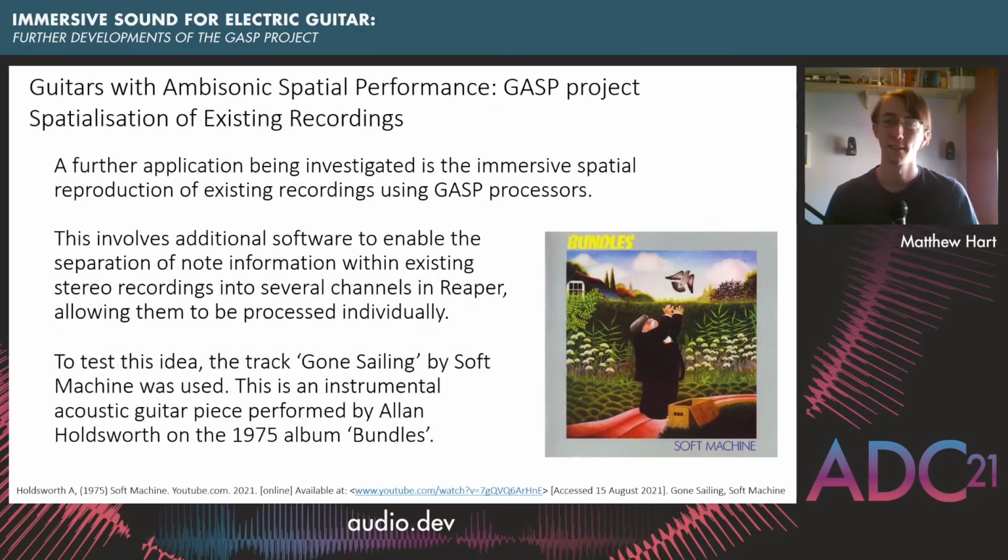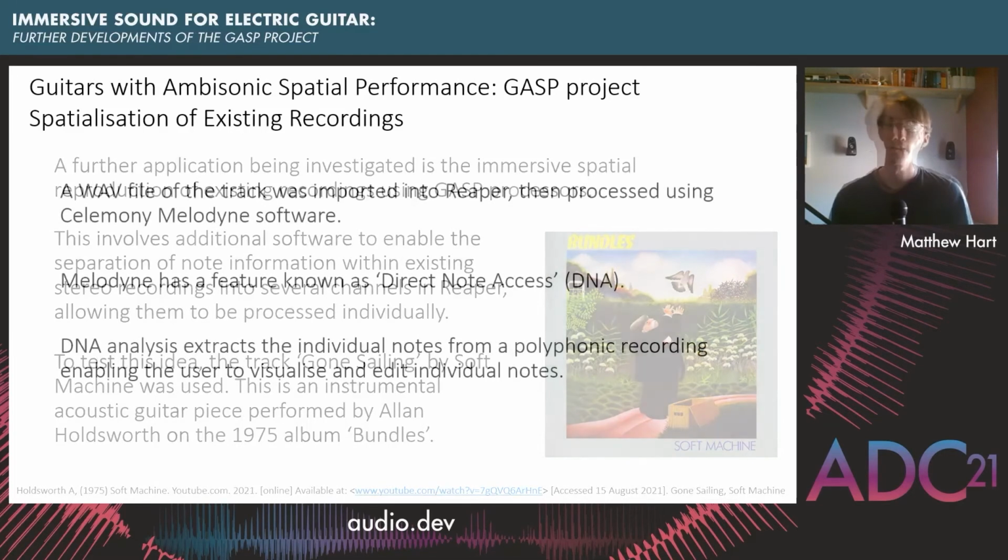Another area of the system involves post-production of existing recordings using our GASP processors. This involves using software to separate individual notes from existing recordings into several channels in Reaper. This allows us to individually process each of the channels. To test the idea, we've used the track Gone Sailing by Soft Machine. This is an instrumental acoustic guitar piece performed by Allan Holdsworth from the album Bundles.